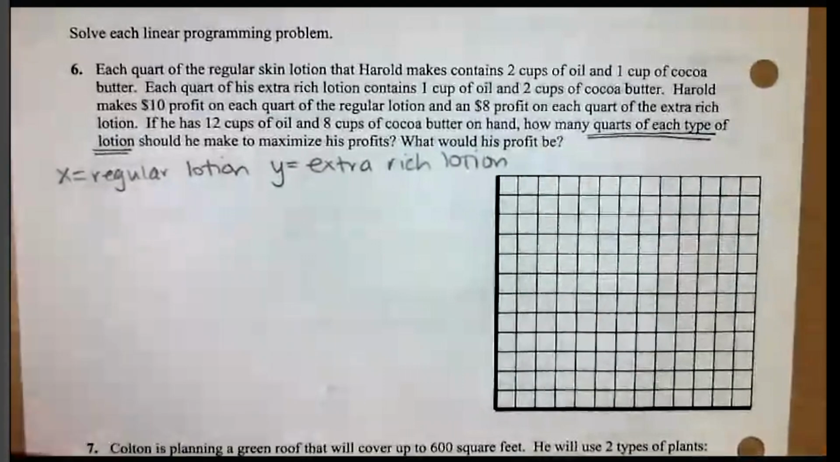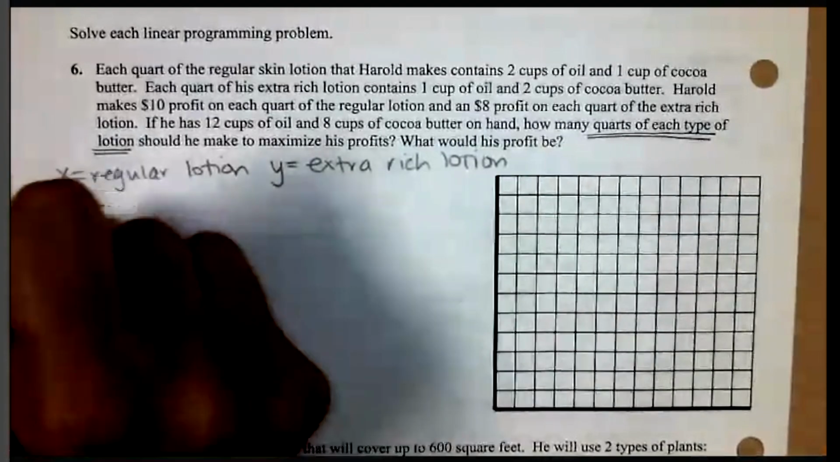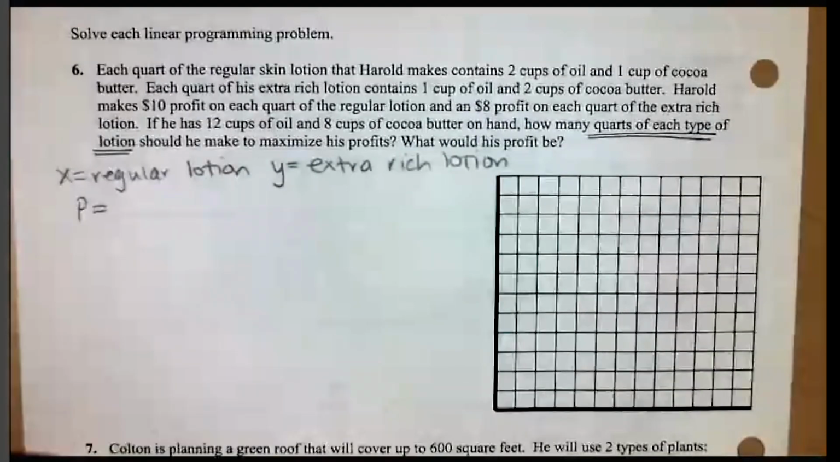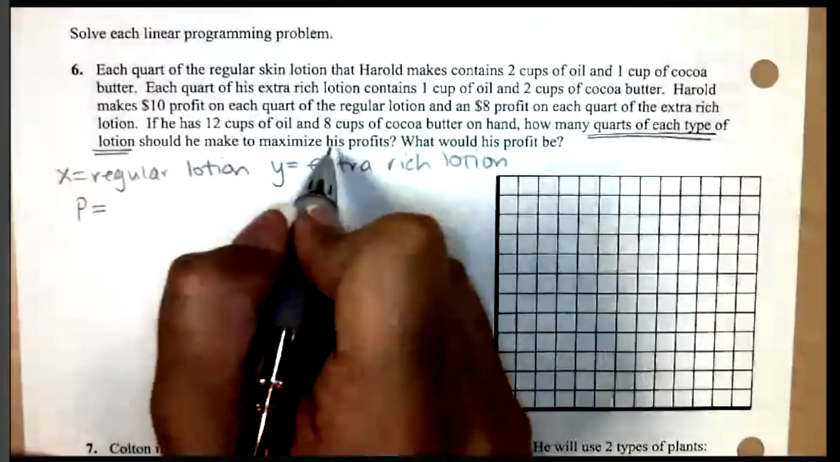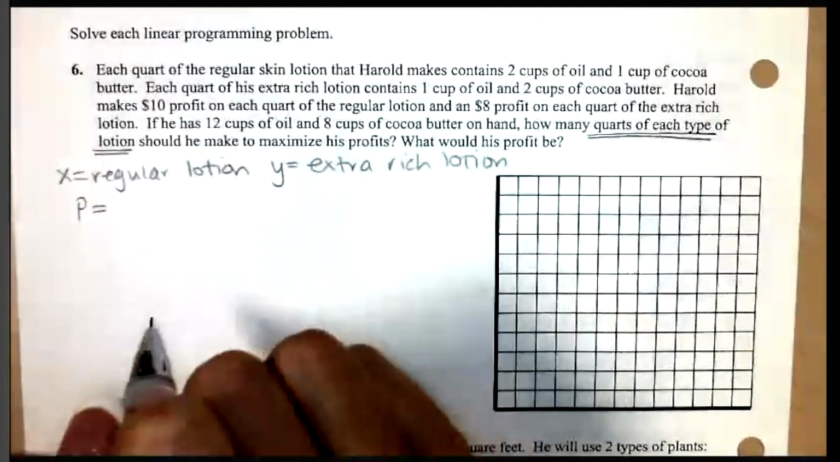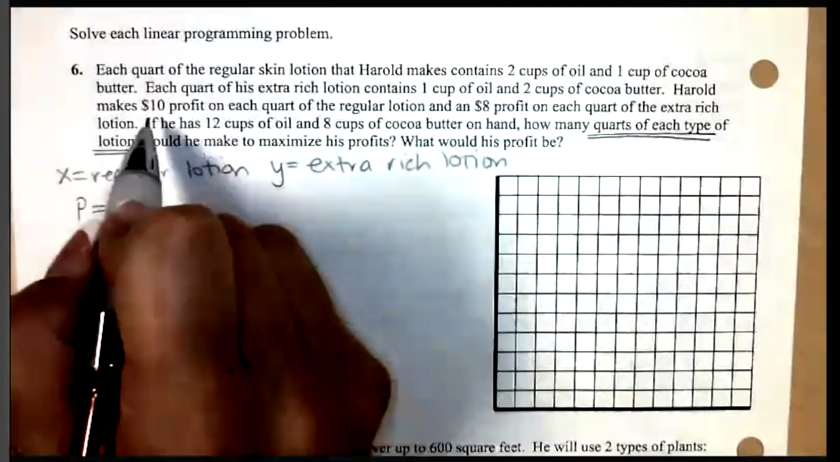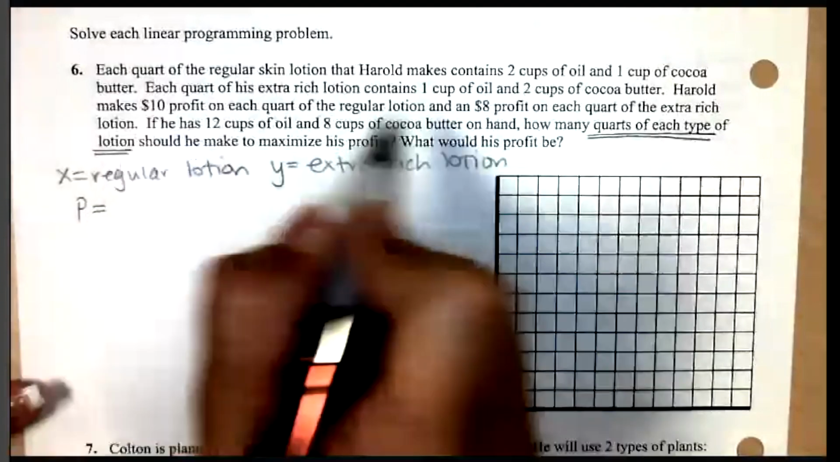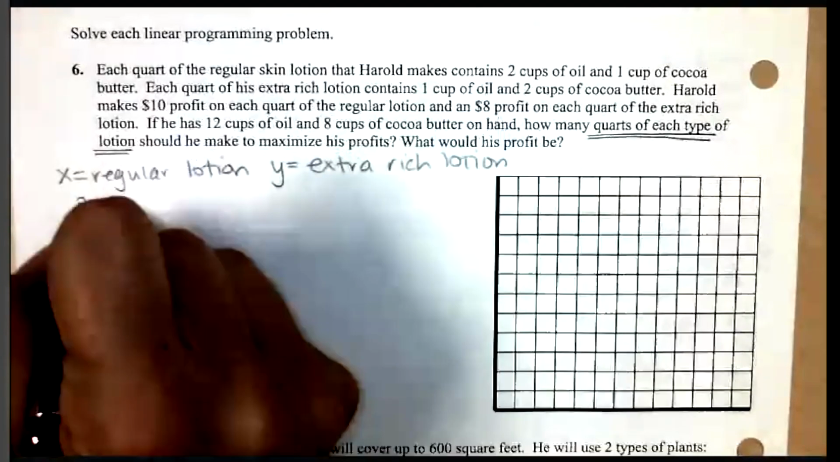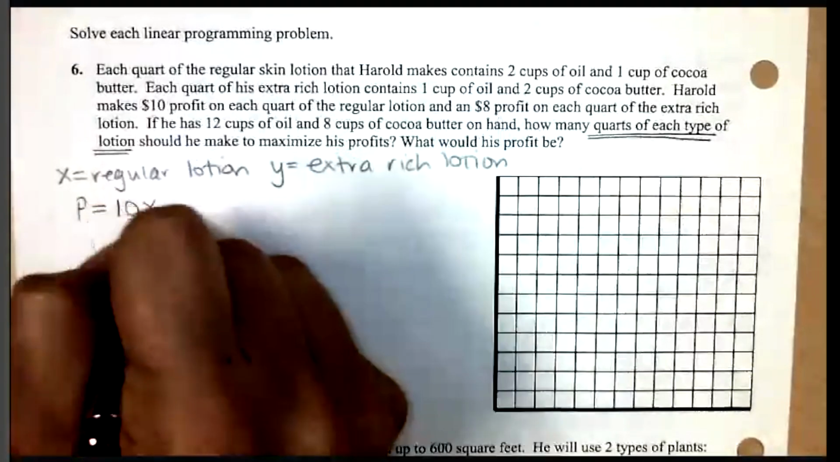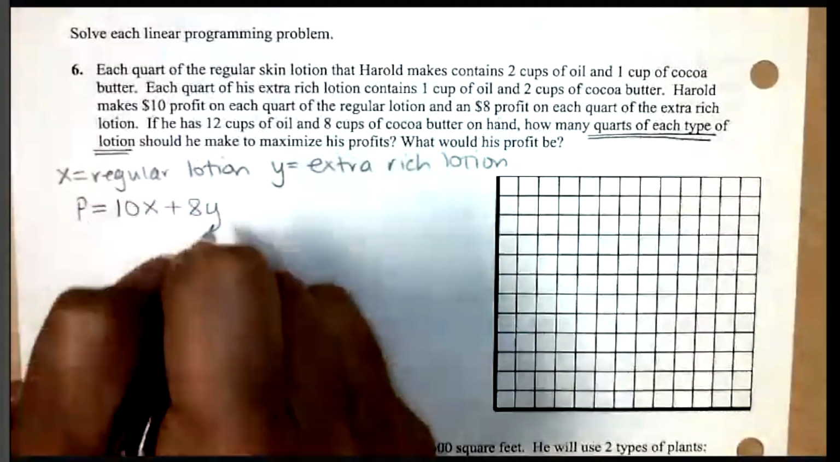The next part that you can do is the objective function, and that comes from the purpose of the whole problem. Here the problem is maximize your profits. So he makes $10 on the regular and $8 on the extra rich. So that would be 10 times each regular plus 8 times each extra rich.